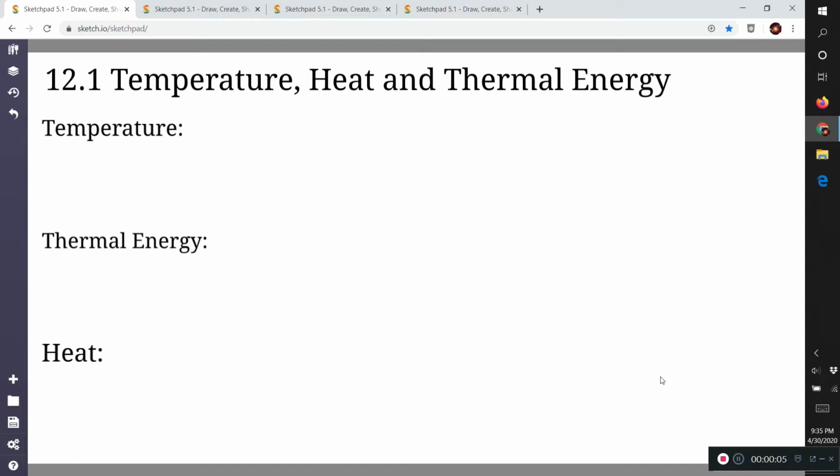Today we're going to be talking about thermal energy, starting with a few definitions that people oftentimes will use interchangeably but have different specific meanings. And those would be temperature, thermal energy, and heat. So first of all, temperature, we've learned before, is the average kinetic energy of the particles of a substance.